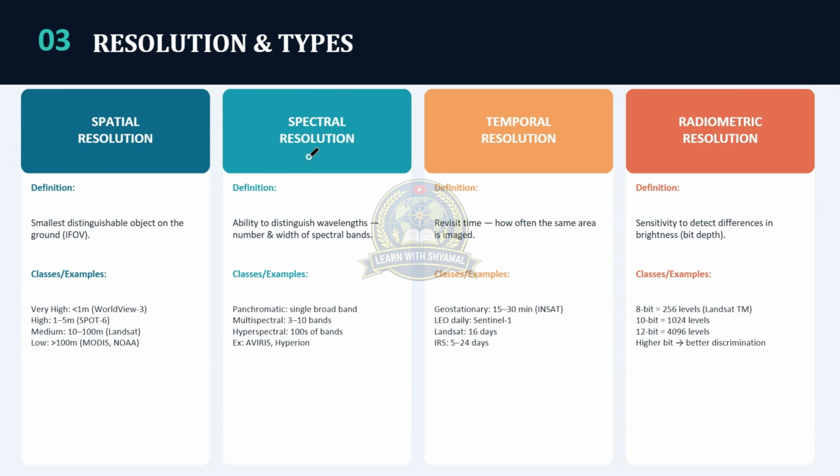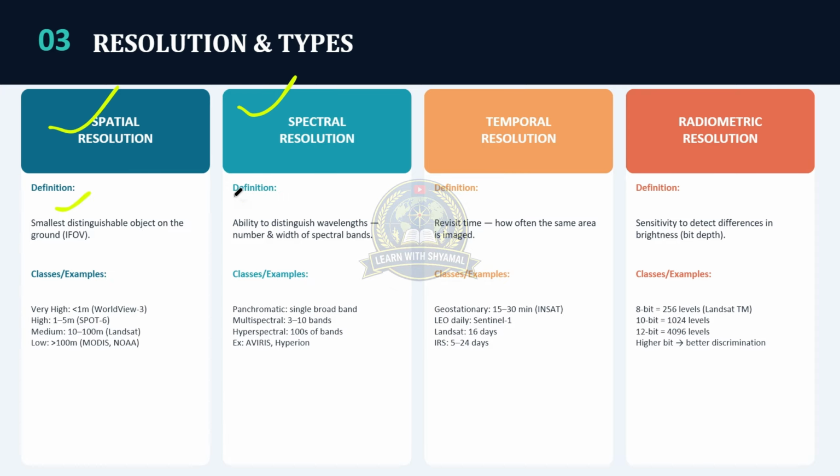Next, resolution and types. Spatial resolution, that means the smallest distinguishable object on the ground, IFOV. Classes and examples: very high, less than 1 meter, WorldView-3; high, 1 to 5 meter, SPOT 6; medium, 10 to 100 meter, Landsat; and low, more than 100 meter, MODIS, NOAA.